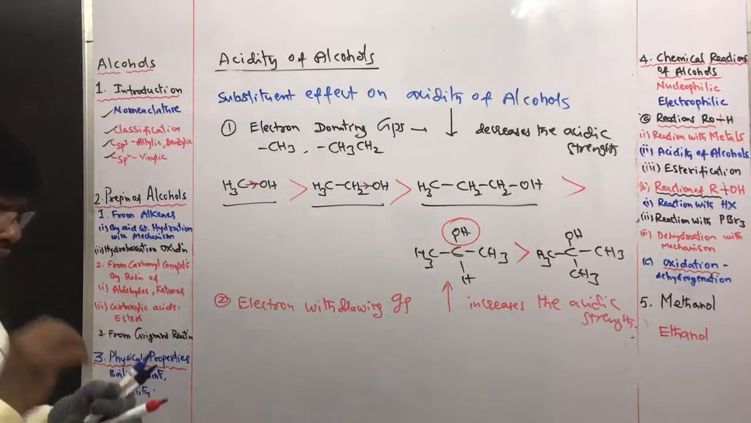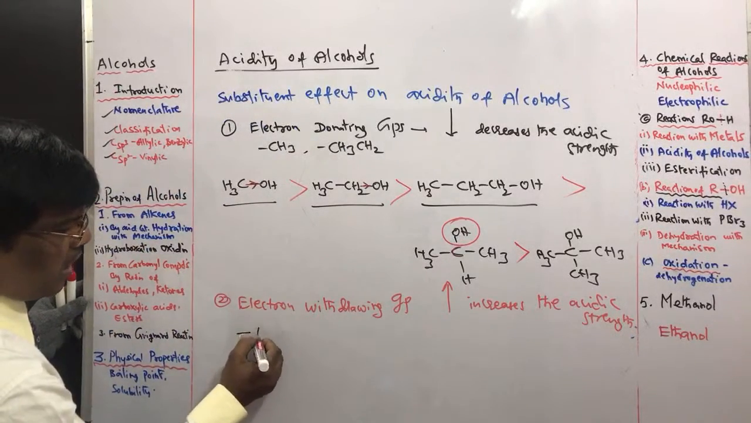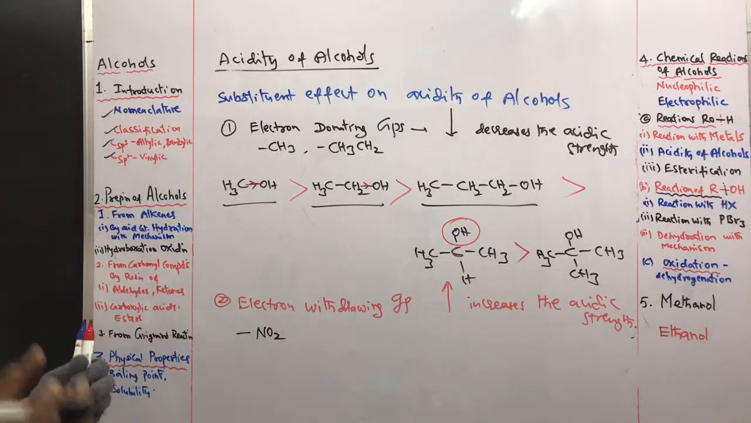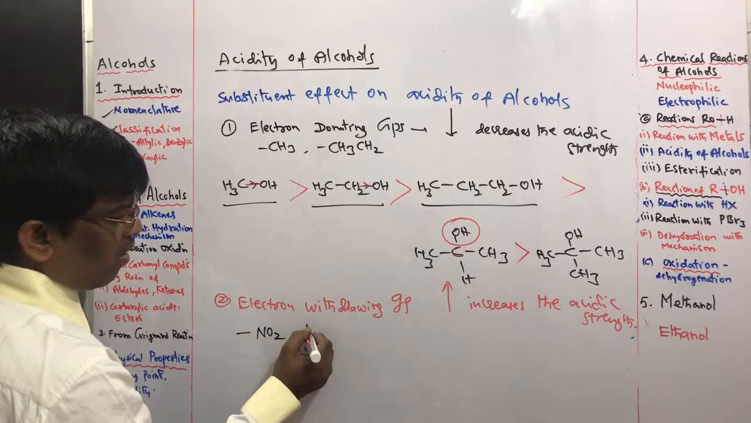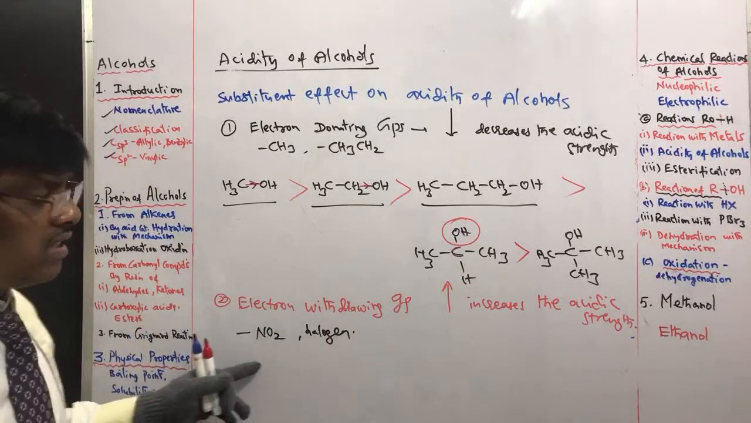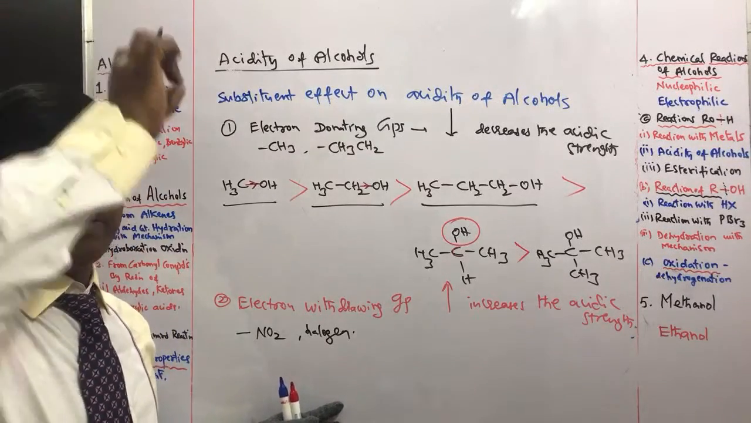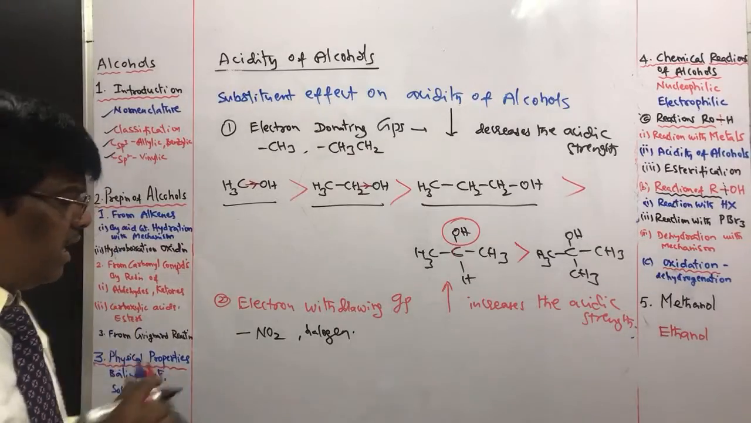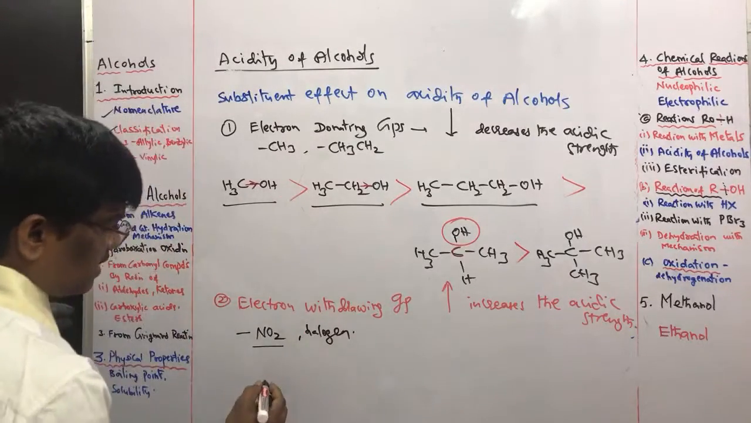Right? Simple example. For example, I can say nitro group is an electron withdrawing group, and so are halogen substituted compounds. This concept will be understood better while teaching carboxylic acids. Anyhow, nitro group increases the acidic strength.